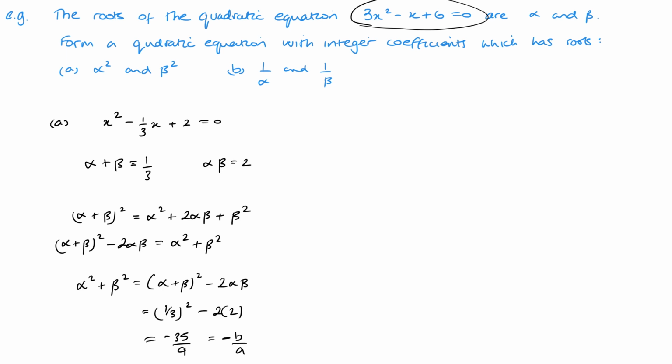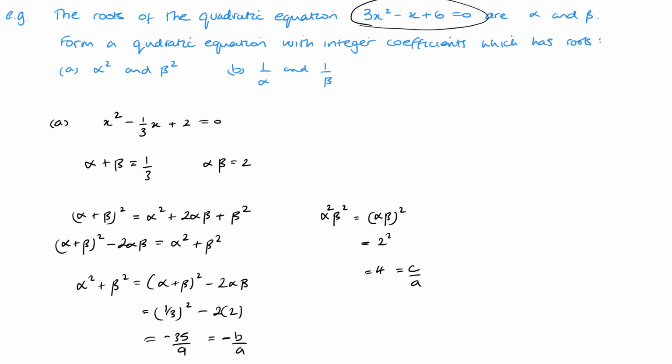With this, we're also going to need to find alpha times beta, where they are both squared. So alpha squared times beta squared, which is just alpha times beta then squared. That's going to be 2 squared in our case, which is 4. And this is going to be equal to C over A, that product part.